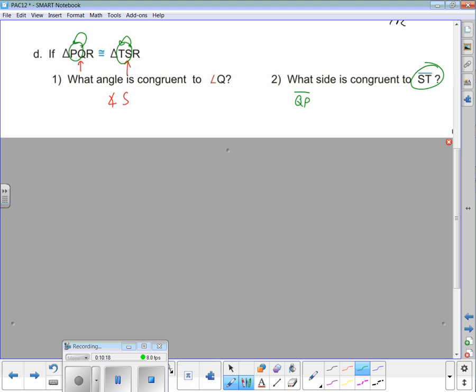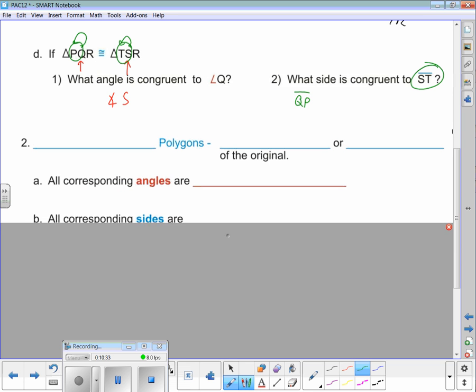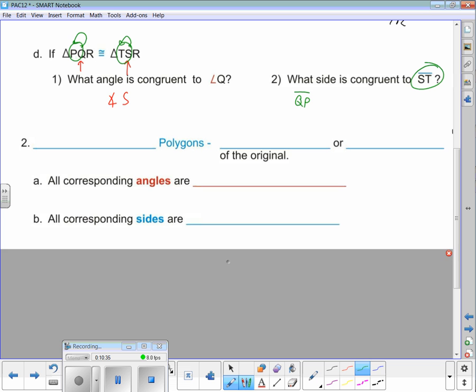Now, I use triangles because it's easier. You don't have a ton of sides. But it can be a quadrilateral. It can be a pentagon, an octagon, a dodecagon. Again, corresponding angles would be congruent. Corresponding sides would be congruent. Remember, congruent, the same size and shape.